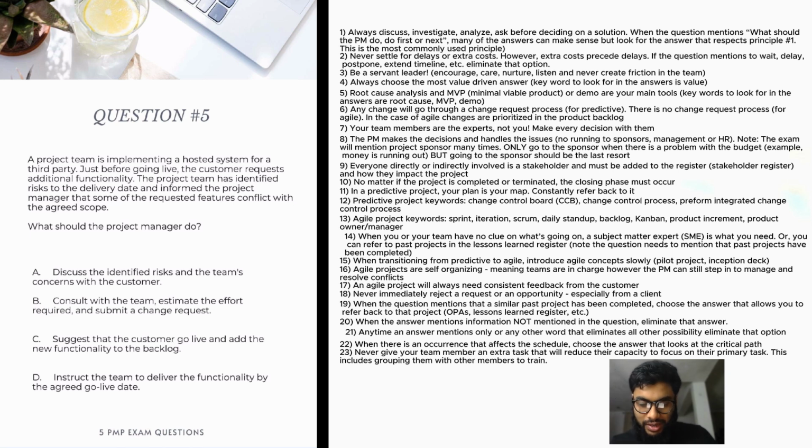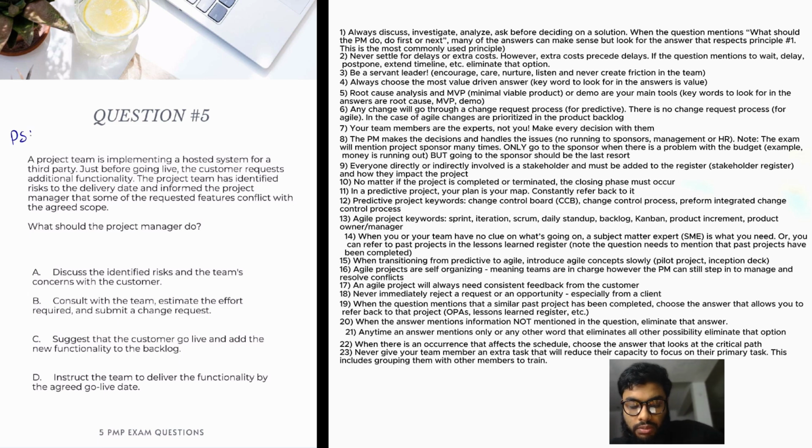But A. Discuss the identified risks and team's concerns with the customer. I like that. Consult with the team. B. Estimate the effort required to submit a change request. That could be the answer too. C. Suggest that the customer go live and add the new functionality to the backlog. D. Instruct the team to deliver the functionality by the agreed go live date. Okay, so these are all possible answers. Maybe not C, but they're all possible answers. So for the sake of it, let's just go through the questions.